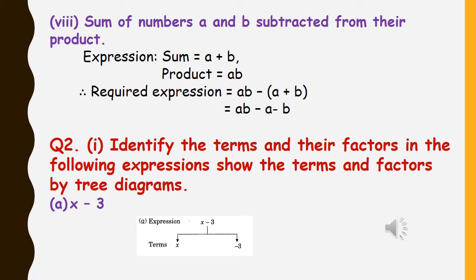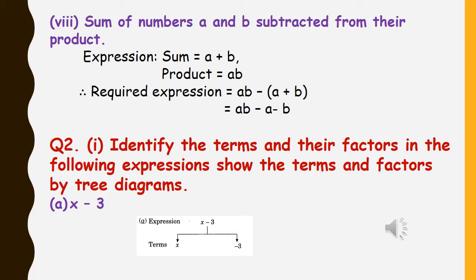Part 8. Sum of numbers a and b subtracted from their product. Sum is a plus b and product is ab. So the required expression will be ab minus (a plus b). So if we open the bracket, we will be getting ab minus a minus b.